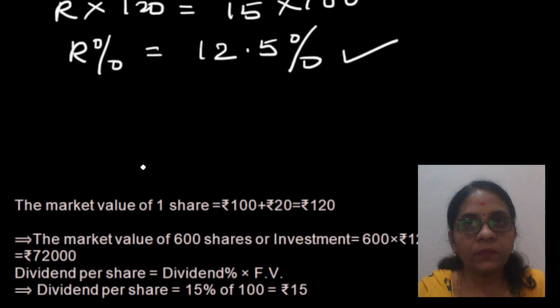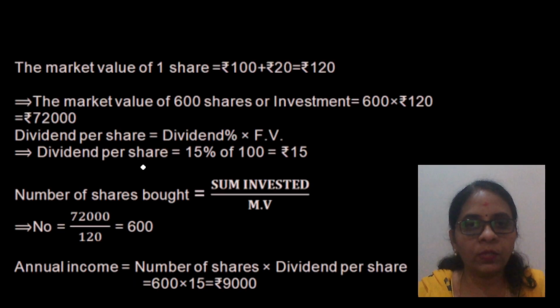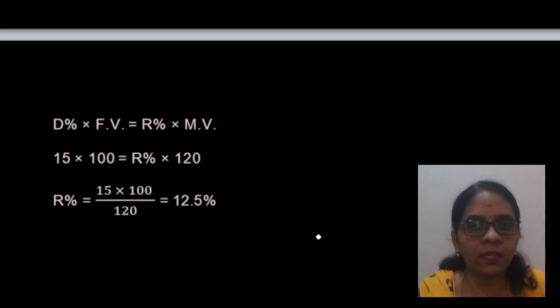So see the solution. The market value is 120 for one share. For 600 shares it is 72,000. D per share is 15 rupees and the annual income is 9,000 rupees and your rate of return is 12.5.